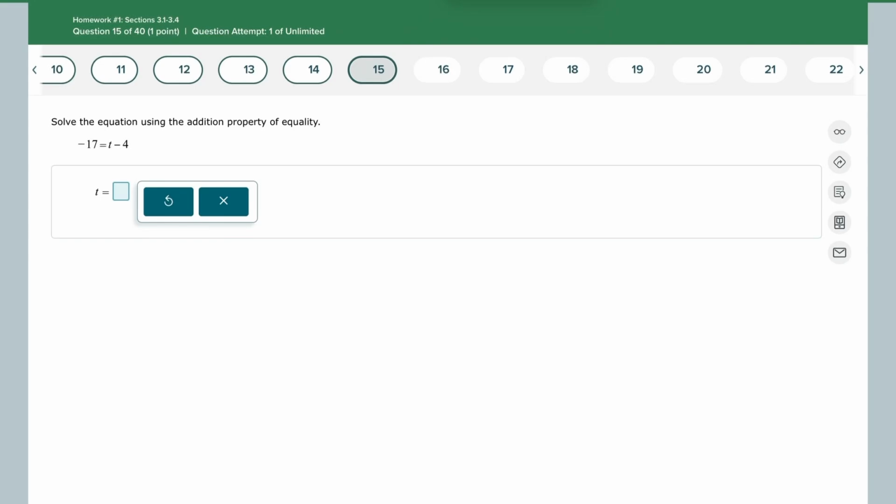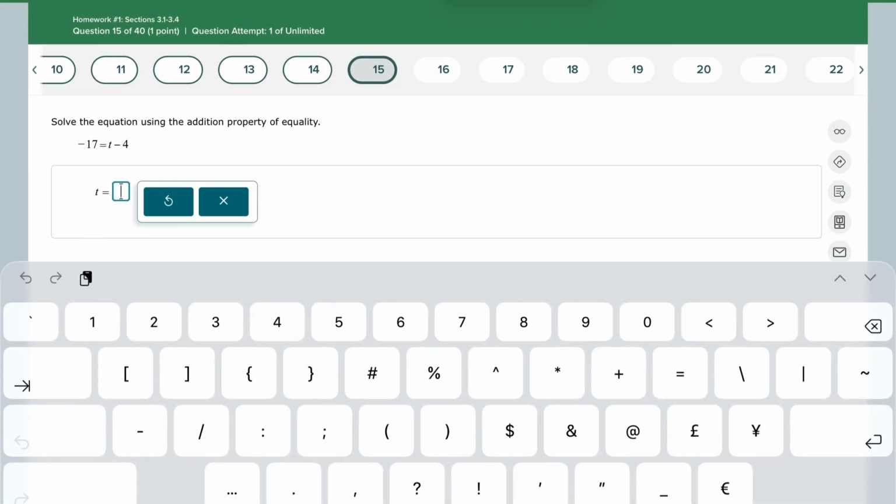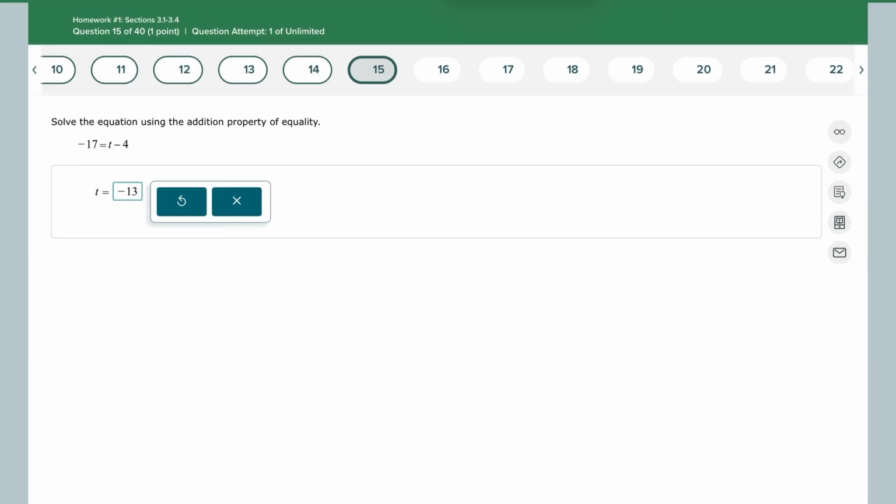Now we're solving equations. So algebraically speaking, we are going to add 4 to both sides. And when we do negative 17 plus 4, we get negative 13. And then we just put the answer. Negative 13. So t is equal to negative 13.